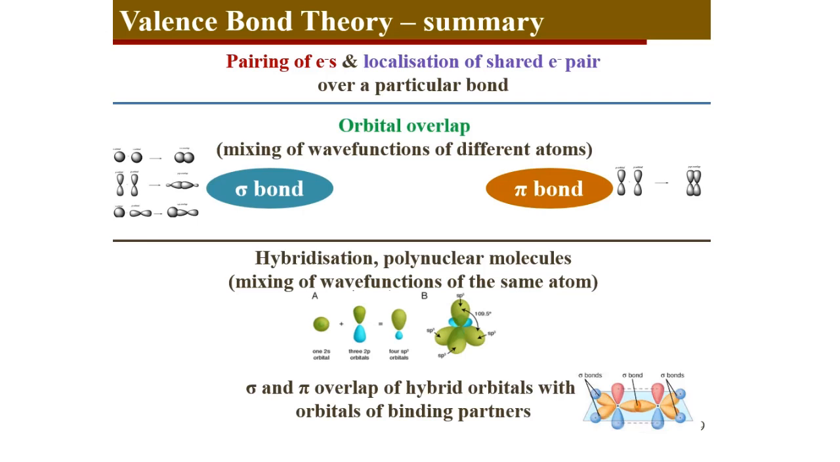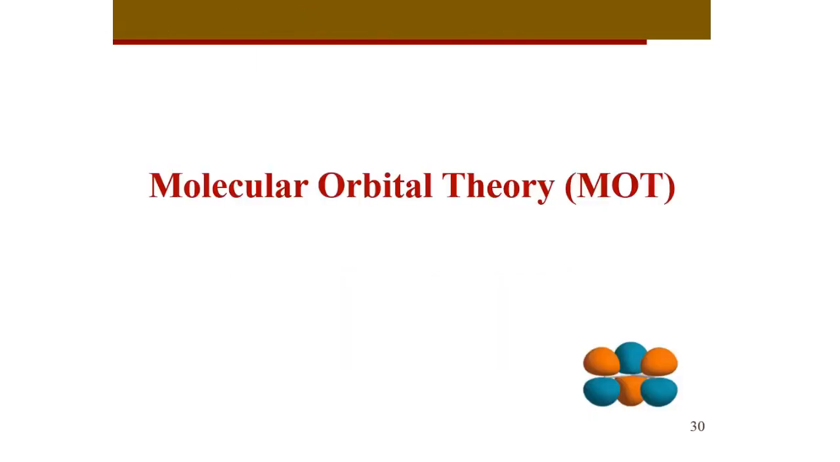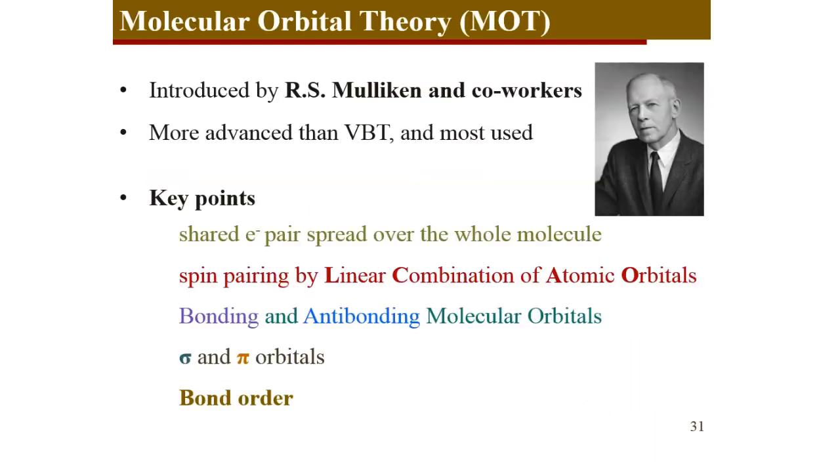And with this background, we can now move on to the more developed or advanced idea of molecular orbital theory. The idea was proposed by Robert Mulliken and his co-workers. As I said, it's a more advanced form of valence bond theory, and the key points are listed here. Again, there is shared pairing of electrons, and the shared pair of electrons between the two atoms spreads over the whole molecule. Remember, valence bond theory said the shared pair of electrons spreads throughout the bond. Here, the electrons are spread throughout the molecule, and this spin pairing occurs by a process called linear combination of atomic orbitals, LCAO, we call.